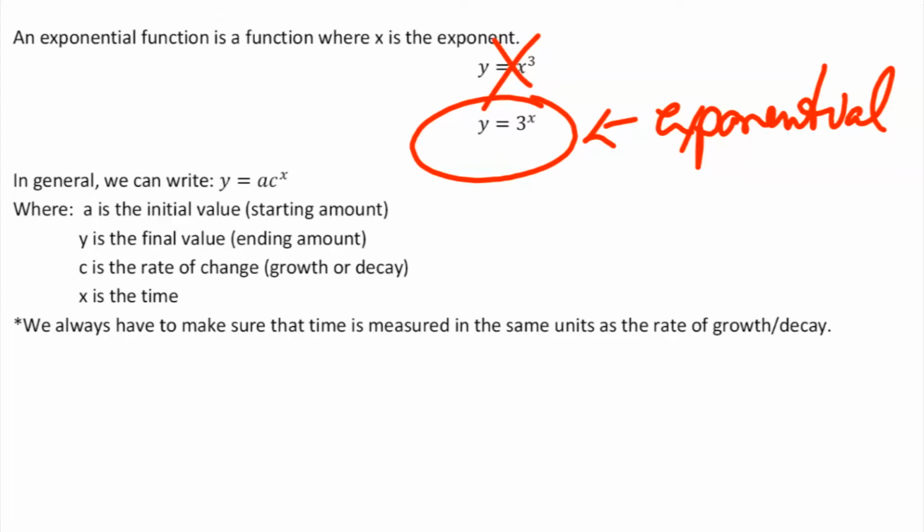In general, we write it in the form of y equals a times c to the exponent x, where a is the initial value, or the starting amount, y is the final value, or the ending amount, c is the rate of change, growth or decay, and x is the time.